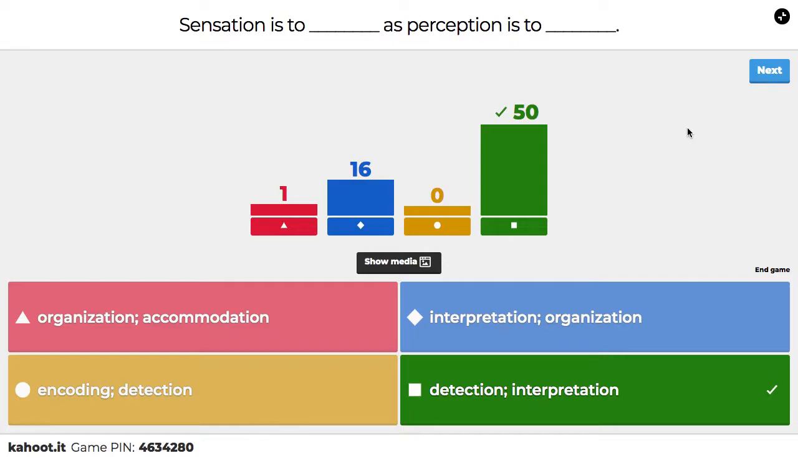Okay, so with sensation, it's meaningless. We're detecting it with our sense receptors. Interpretation with perception, we're making a meaningful whole. We're using our brain. So I could look at sensation is to the retina as perception is to the occipital lobe. So I can look at things like that too.